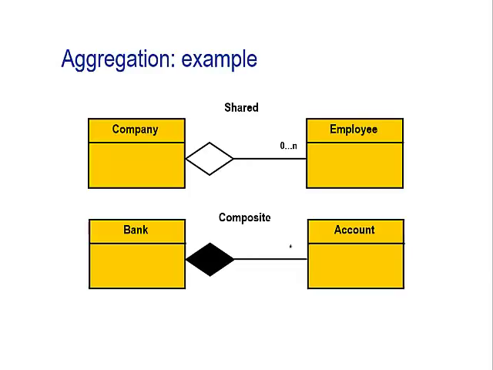In the below setting, we have a composite aggregation. A composite aggregation is indicated by means of a filled diamond. So a bank is composed out of accounts. An account only belongs to one particular bank. There's a strong coupling, a tight coupling between bank and account. In other words, if a bank object is removed, then all connected account objects will also be removed. It's a composite aggregation, remember.